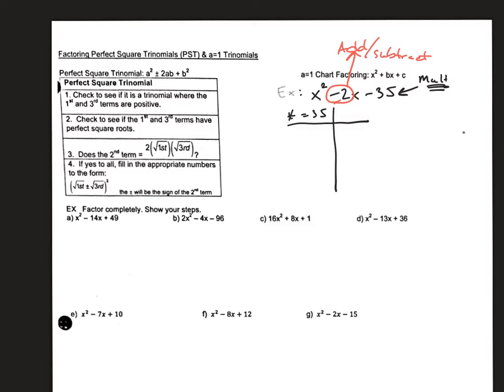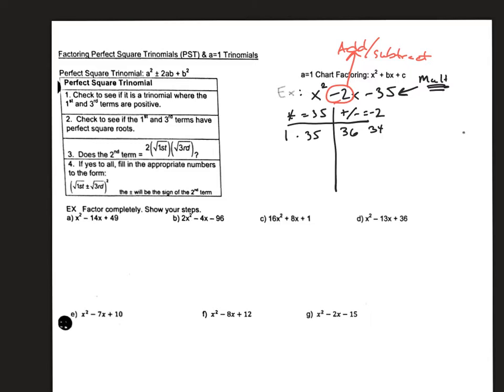So if we think about some factors of 35, 1 times 35. So we're supposed to add or subtract to get to a negative 2. So if we add these, we get 36. And if we subtract them, we get 34, or negative 34, depending on the order. That's clearly not a 2.